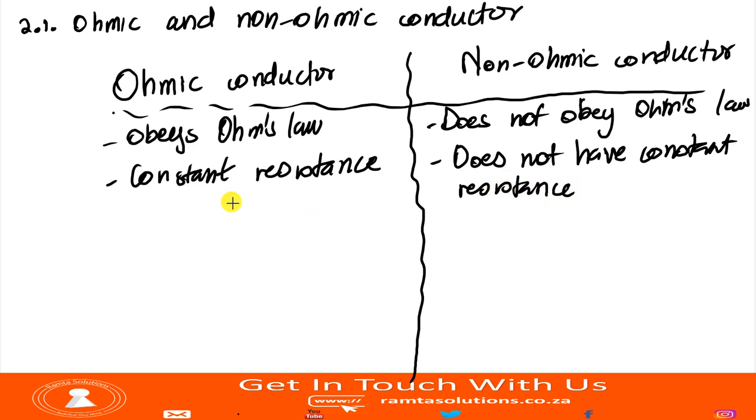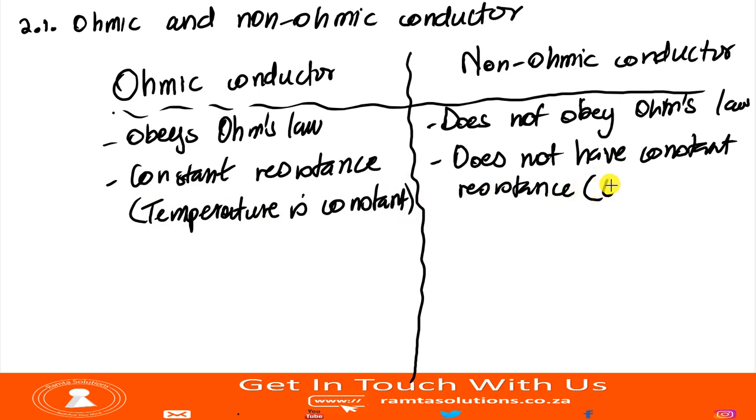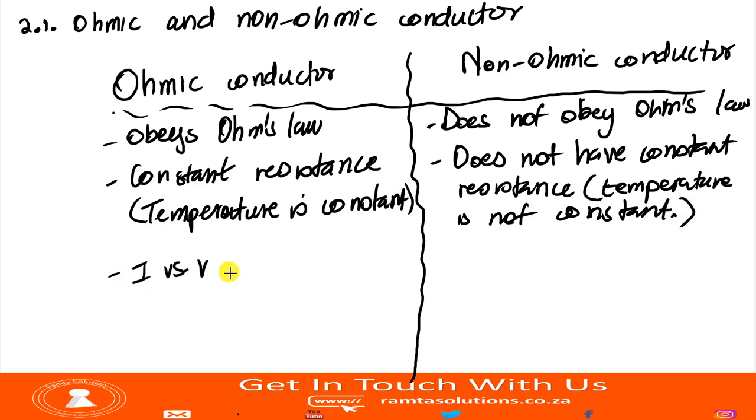And I think for this, I should also say that temperature is constant. For this one, temperature is constant. For this one, temperature is not constant. Now, I versus V is a straight line.